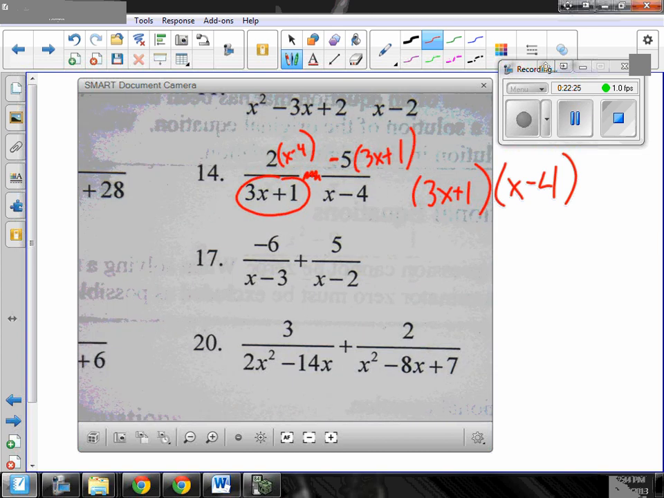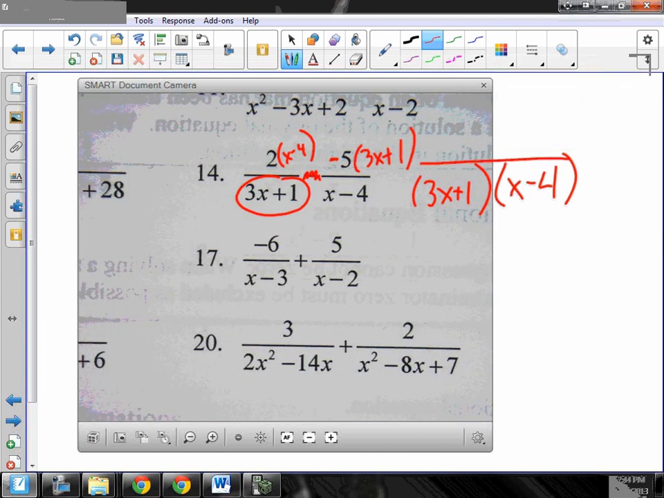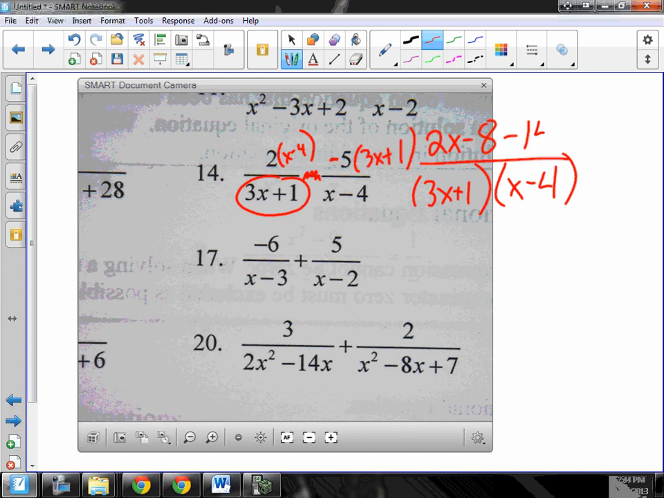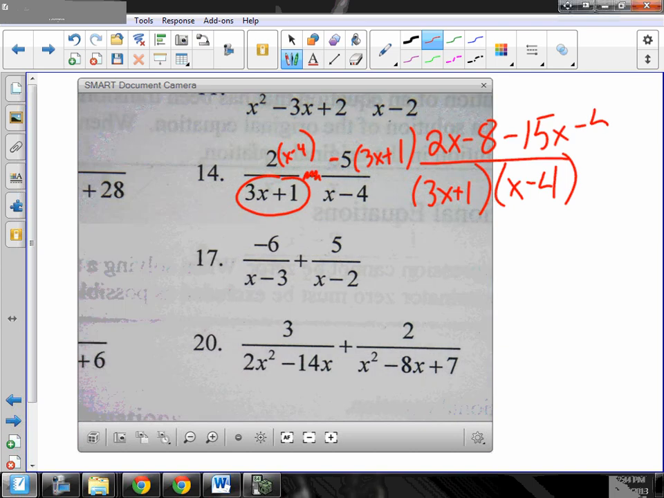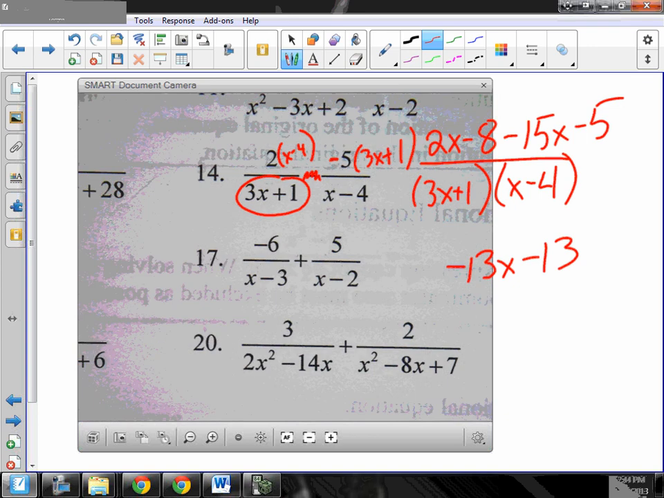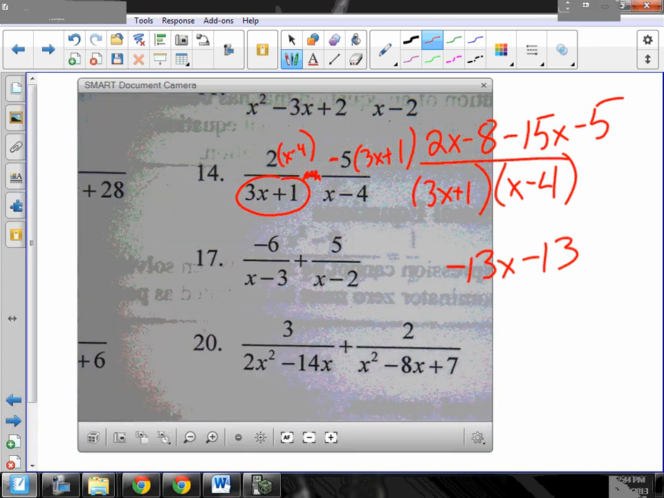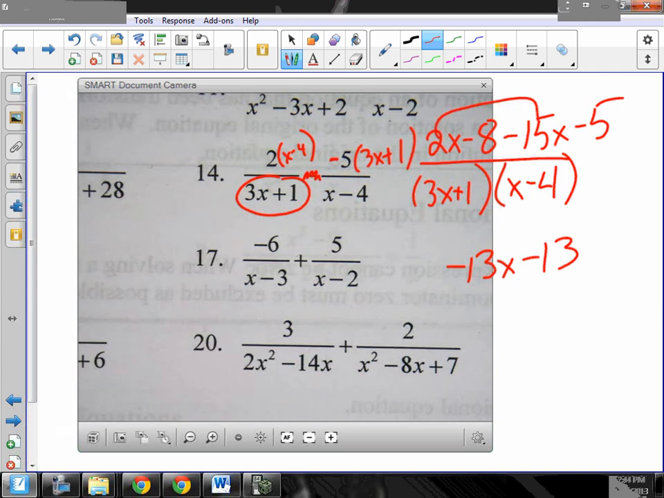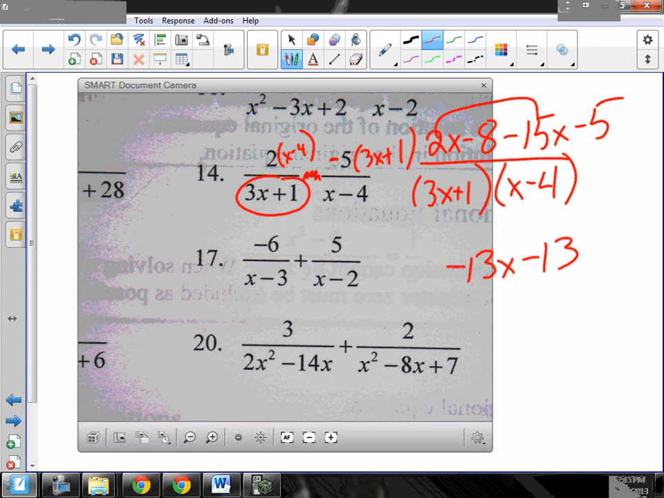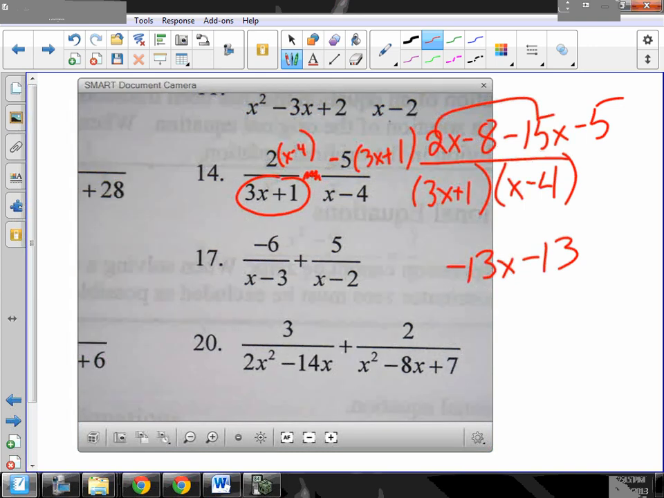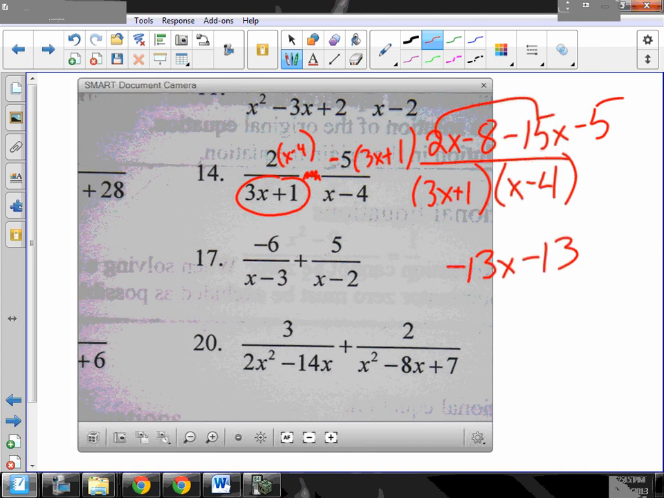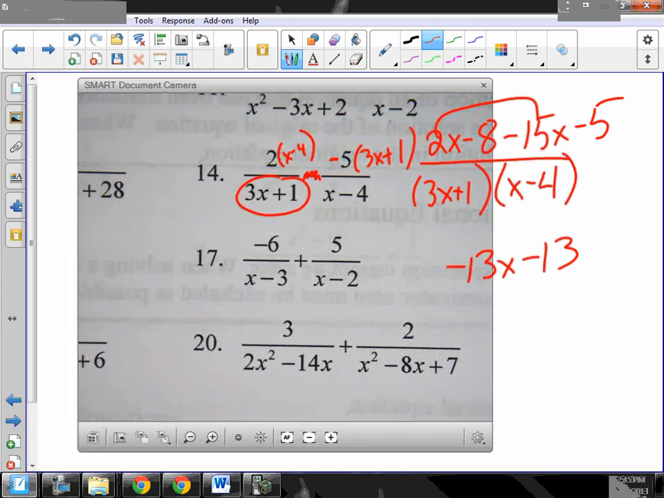So if I multiply that out, I get 2x minus 8 minus 15x minus 5. I simplify, negative 13x minus 13. Is that what you guys got? I put those together. Now, can I pull something out of this? I could pull a 13 out. What would be left? An x plus 1. Is that going to cancel anything down here? No.